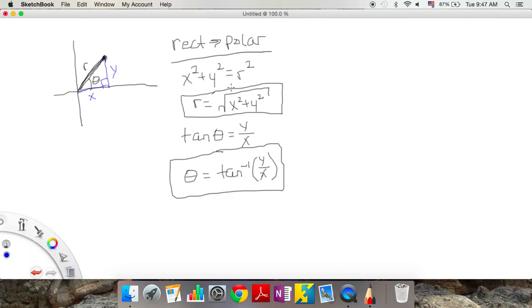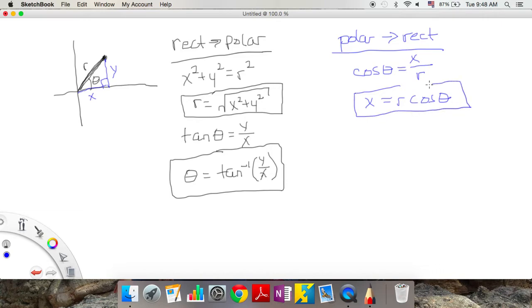Now, what if I want to go the other way? What if I want to go from polar coordinates to rectangular coordinates? In other words, I know r and theta, but I don't know x and y. Well, if I know r and theta, I know that the cosine of theta is equal to adjacent x over the hypotenuse r. So that means my x is equal to r cosine theta. I can do the same thing with sine to get my y. I know that sine theta is y over r, so that means y equals r sine theta. So if I know r and theta, I can find x and I can find y.